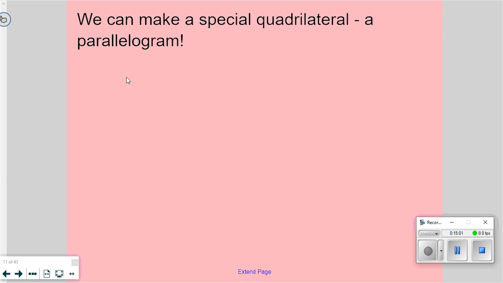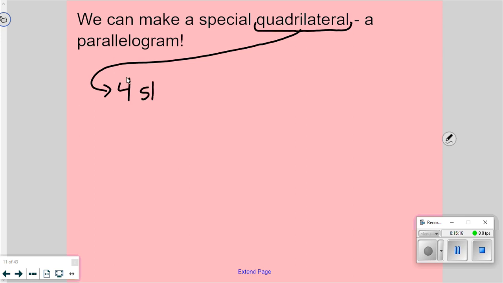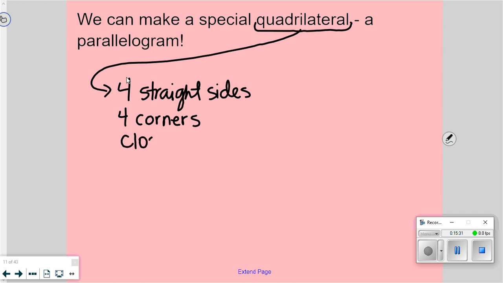So, let's revisit our rules for our quadrilateral. In order to be a quadrilateral, we have to have 4 straight sides. We have to have 4 corners, also known as angles. And we have to be a closed shape, aka a polygon. I'll give you some seconds to get caught up. I know that was a lot of writing.